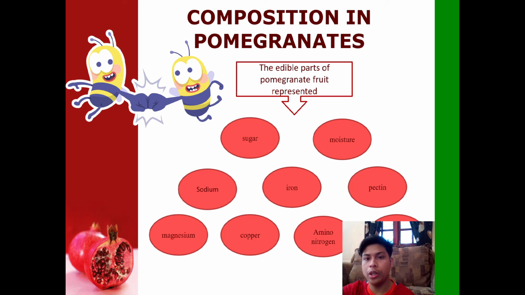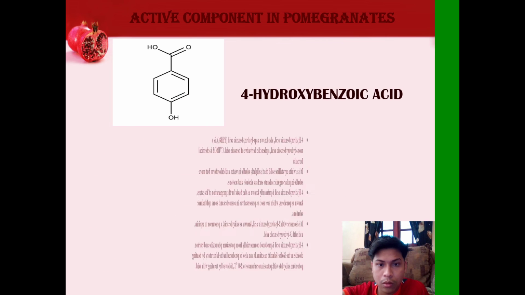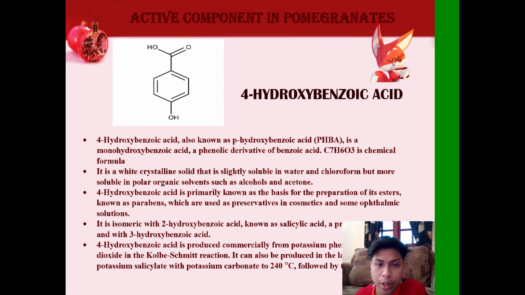The edible parts of pomegranate fruit contain sugar, moisture, sodium, pectin, magnesium, copper, amino nitrogen, and ascorbic acid. The active component in pomegranate that we found is 4-hydroxybenzoic acid. 4-hydroxybenzoic acid, also known as p-hydroxybenzoic acid (PHBA), is a monohydroxybenzoic acid, a phenolic derivative of benzoic acid. It has the chemical formula C7H6O3. It is a white crystalline solid that is slightly soluble in water and chloroform, but more soluble in polar organic solvents such as alcohols and acetone.